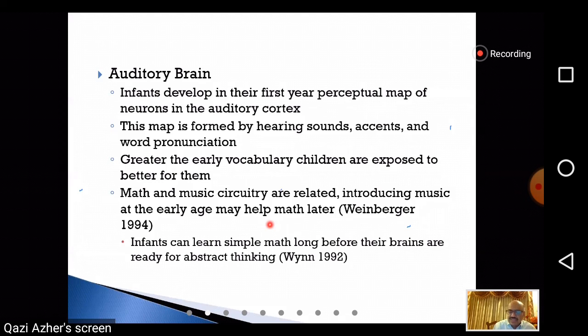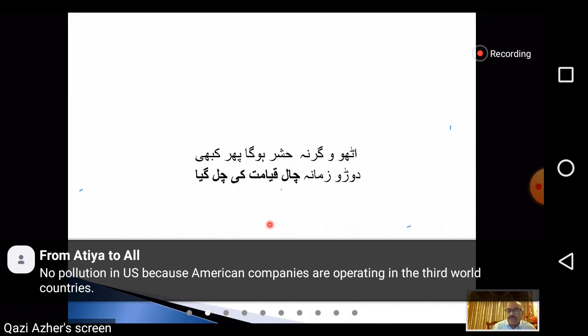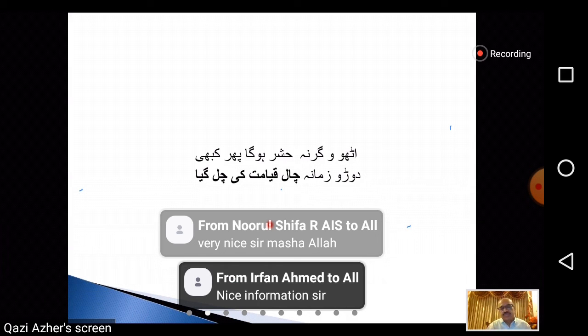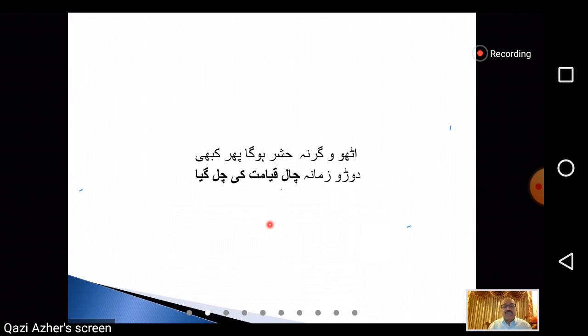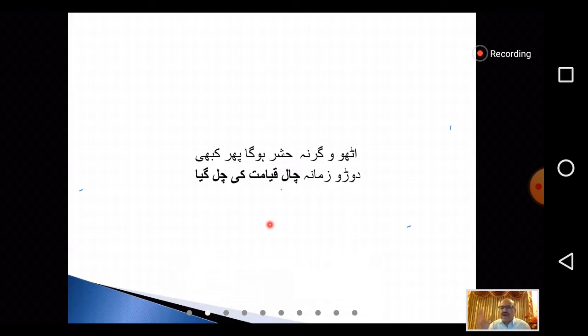This is my mother tongue, and this is my language. I spoke Urdu, and it says, "Utho agar na hashr hoga phir kabhi, daudo zamana chal qiyamat ki chale." The poet is Makhdum Mohyuddin, whom everybody knows in Hyderabad, and what he's saying is, if you do not rise up now, you will lose this race. And if you don't run fast enough to catch this time, you will be lagging far behind.